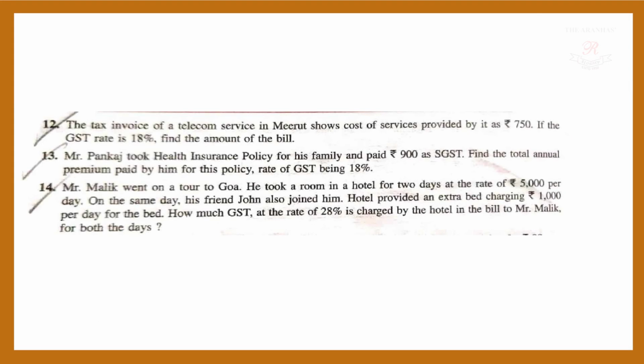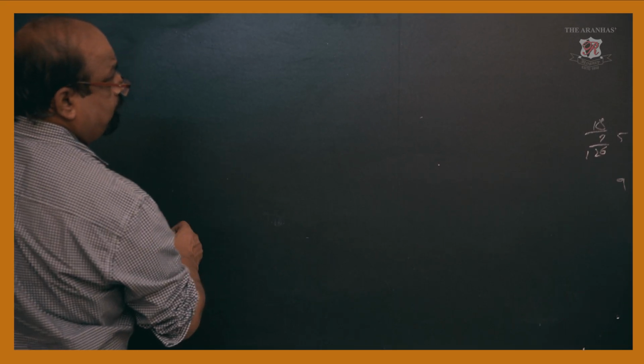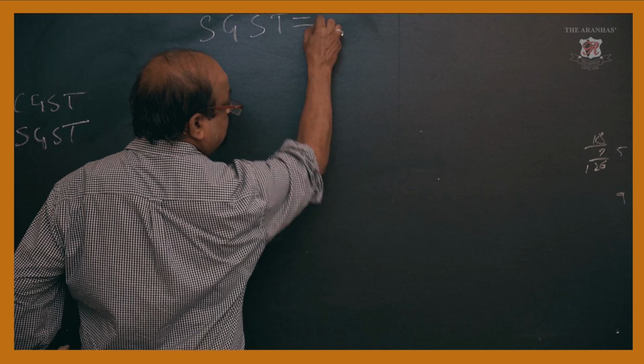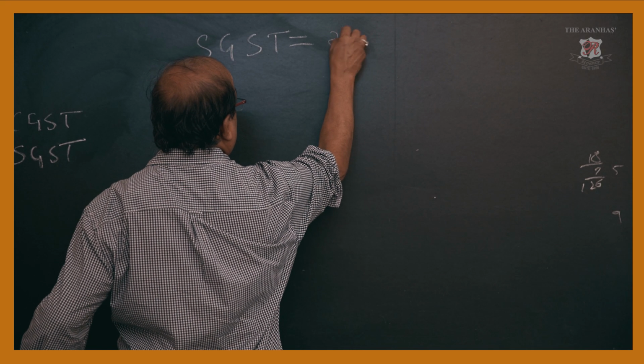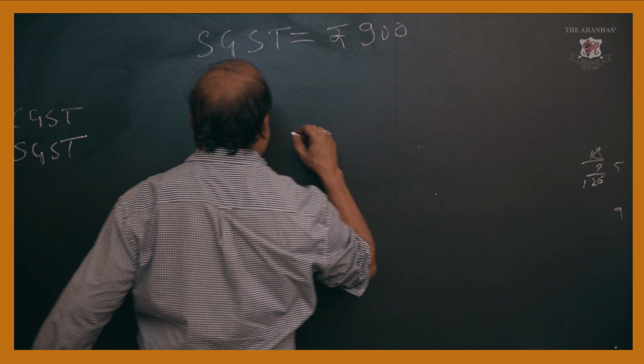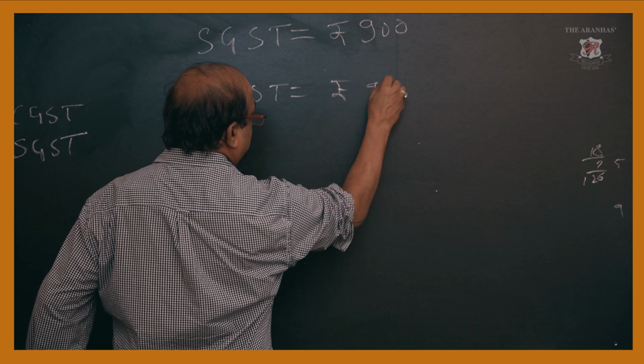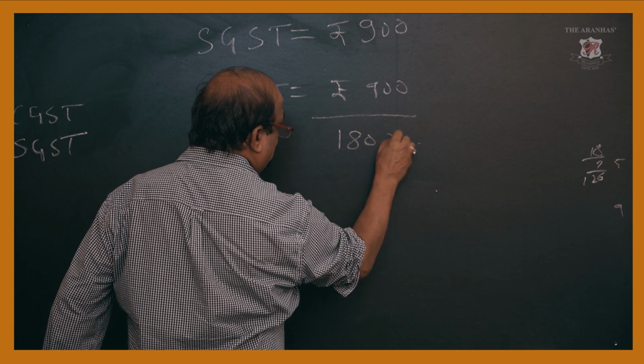Now the second problem, I will read the problem. Pankaj took a health insurance policy for his family and paid rupees 900 as SGST. Find the total amount of premium paid for his policy if the rate of GST is 18%. Now see, SGST here is rupees 900. As it is within the state, CGST will be again rupees 900. So total GST will become 1800.